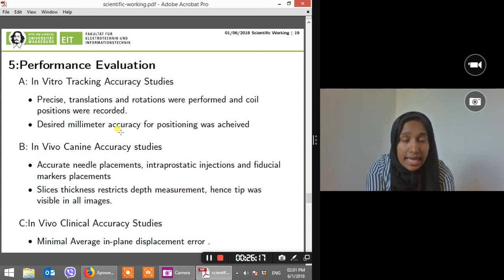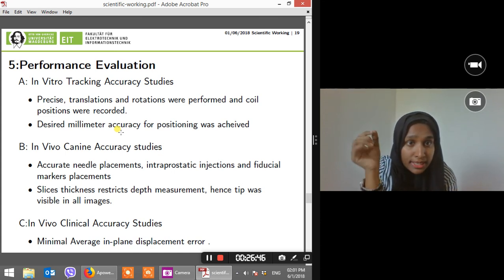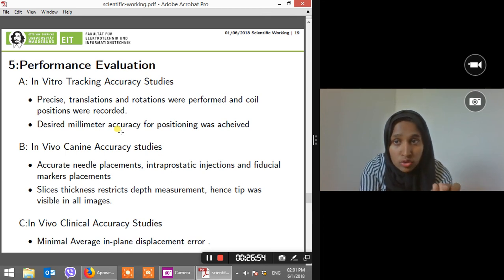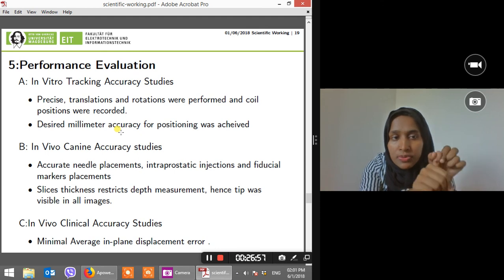So there were 3 kinds of experiments we did: in vitro tracking accuracy studies, to check whether our manipulator is precise, then in vivo canine accuracy studies and clinical accuracy studies. About the in vitro tracking, the manipulator was precise. The positions of the coils were actually recorded. The desired millimeter accuracy was achieved in positioning, as I described in my abstract, that we are interested in millimeter accuracy of the needle, and that we are getting here. So for in vitro tracking we achieved the required results.